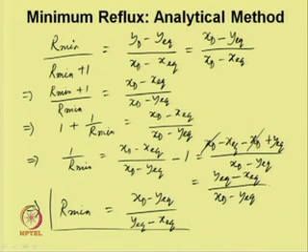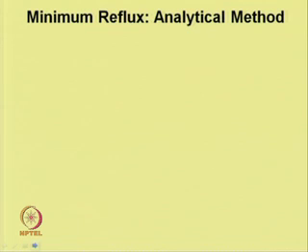So, from this relation we can calculate the minimum reflux ratio if we know the equilibrium values. But clearly the expression r minimum is equal to x d minus y equilibrium divided by y equilibrium minus x equilibrium. This equation does not apply if there are two operating regions.